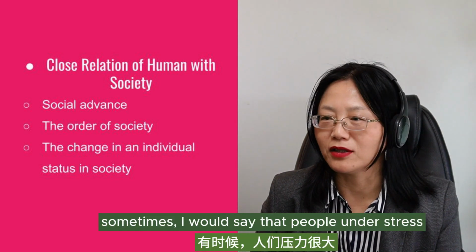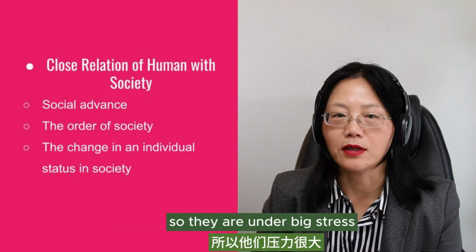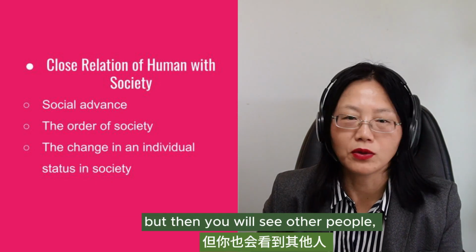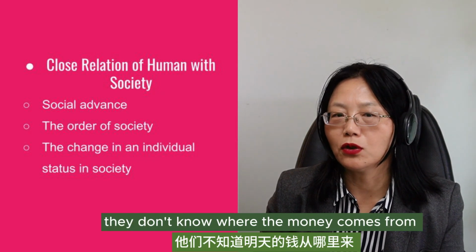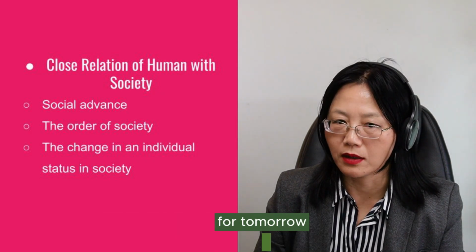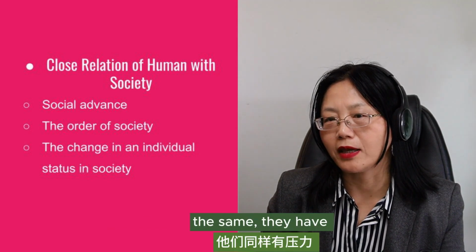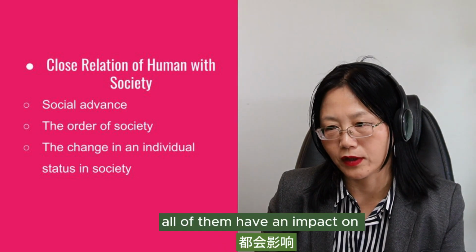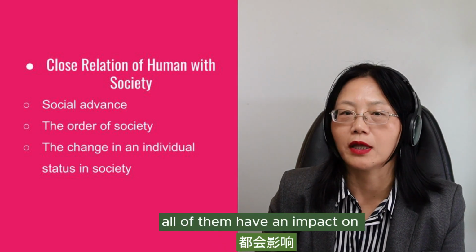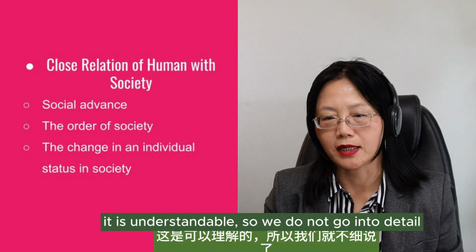For example, people under stress, too tired, too much work to do, they are under big stress. But then you will see other people, they don't have job security. They don't know where the money will come from for tomorrow. For that situation, it's the same. They have stress, different kinds of stress. All of them have an impact on their personal health. It's understandable, so we'll not go into detail.